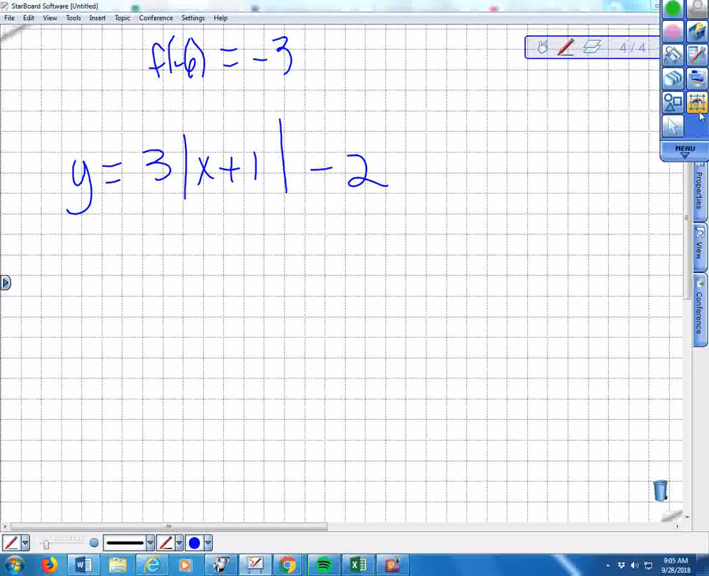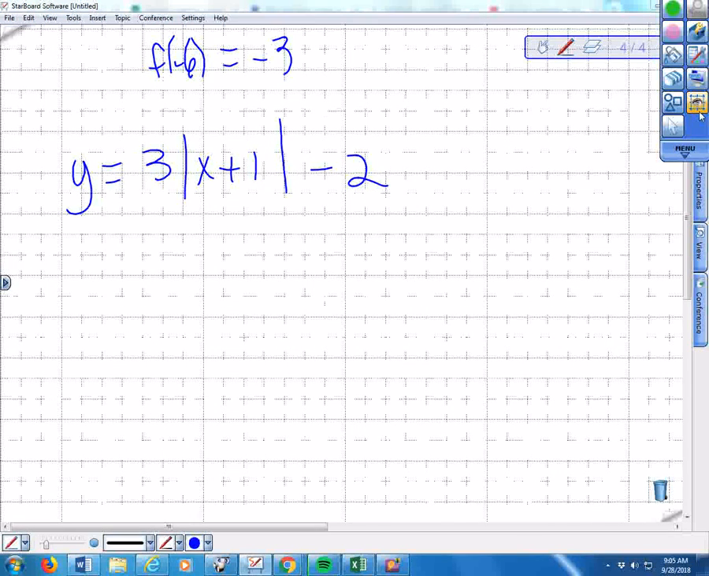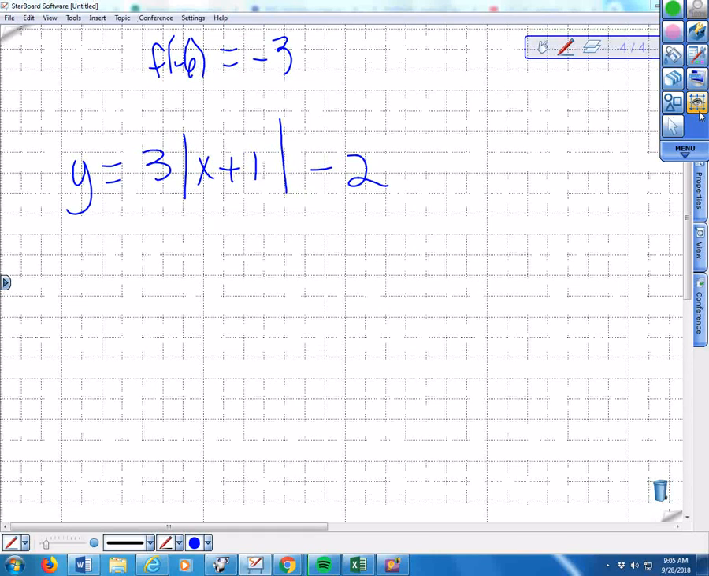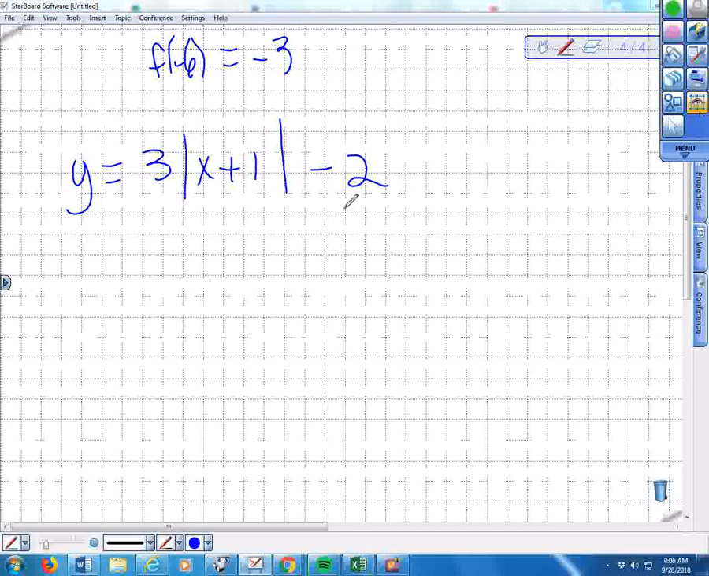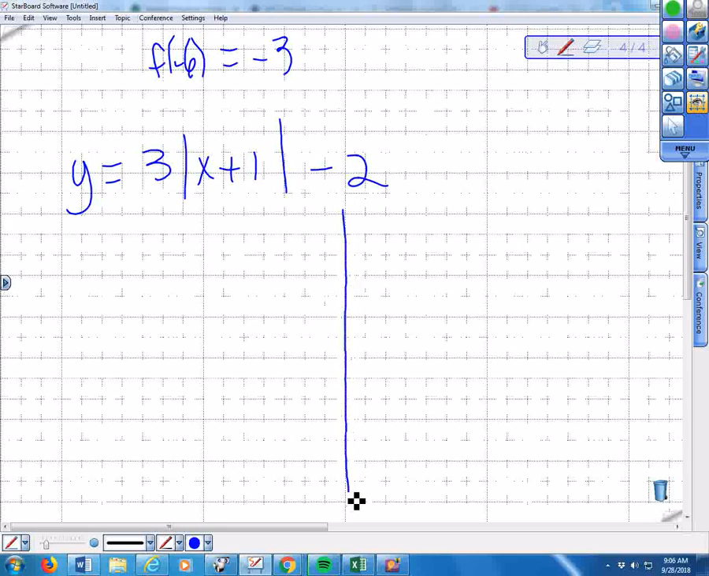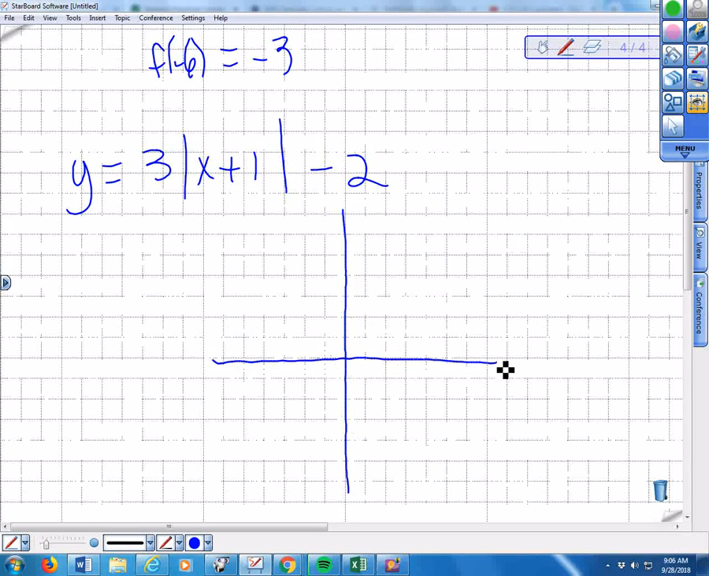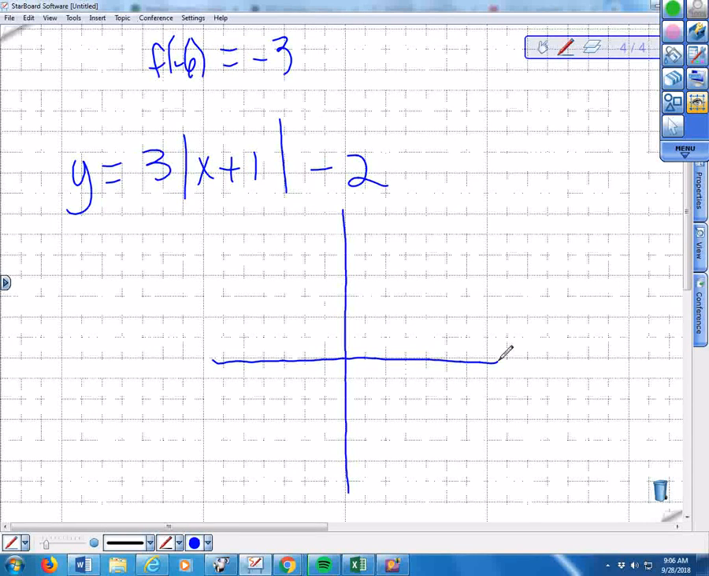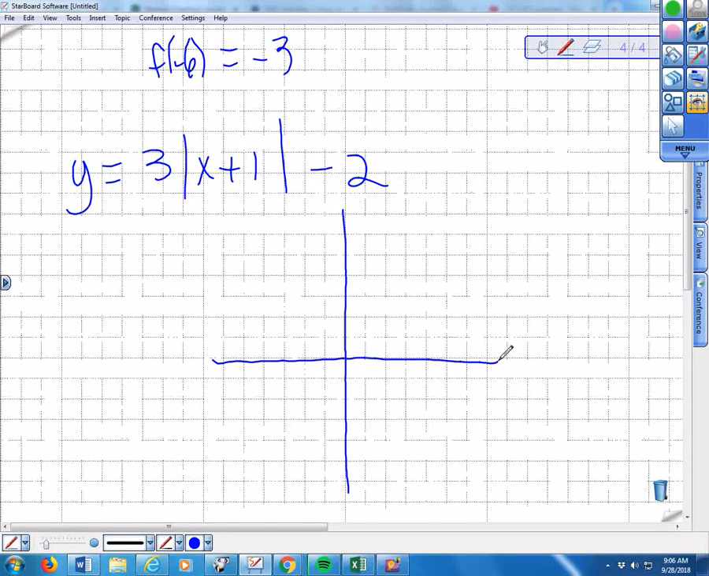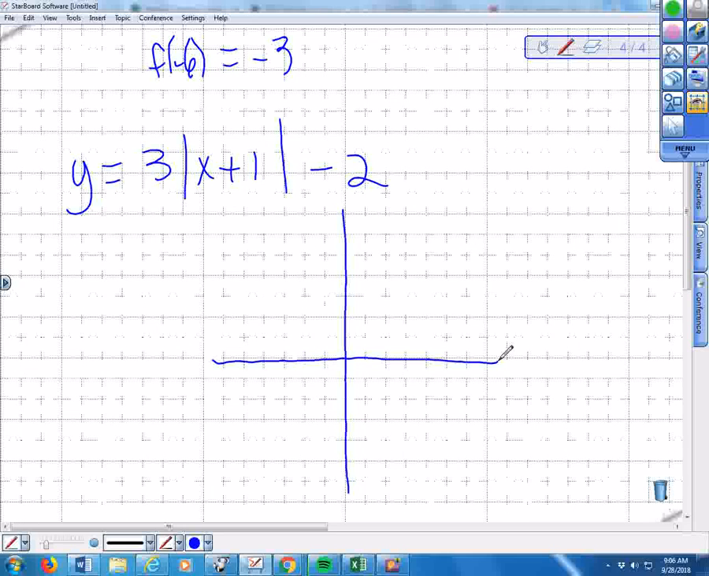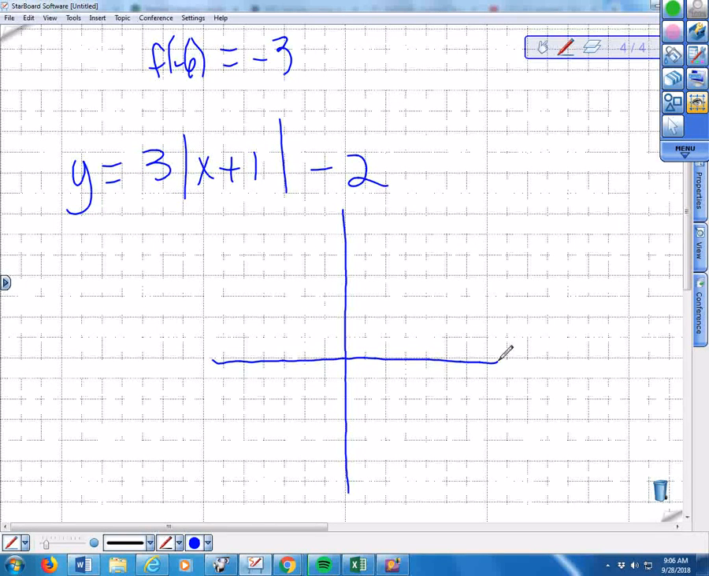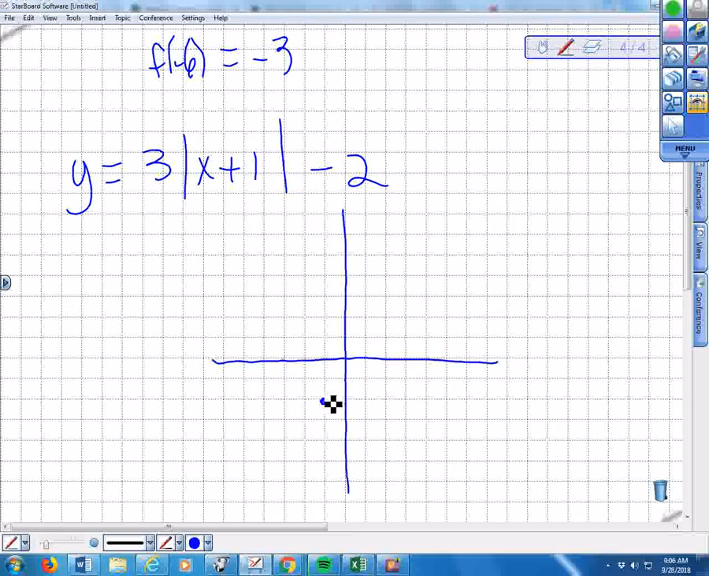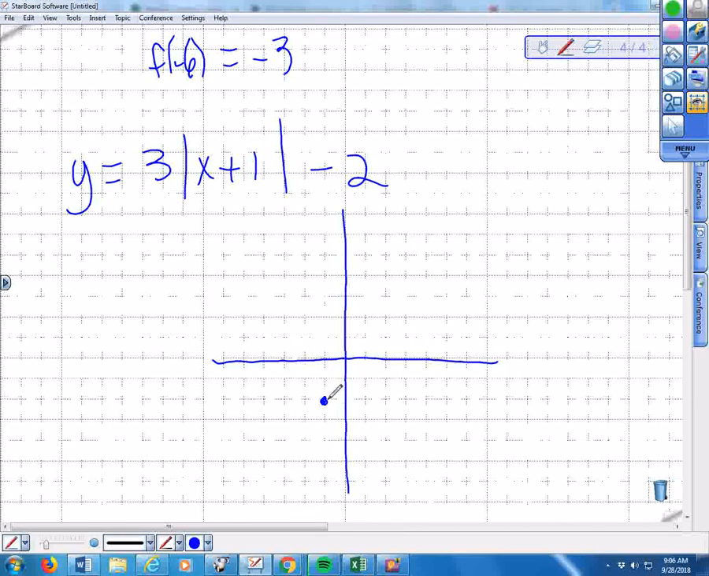We're going to go through this problem together, and we're going to talk about how to graph it. The first thing that's very helpful is to figure out where the vertex is. Where is it? 1 and -2? Who agrees with that? It's the opposite sign of what's inside. Right? -1, -2.